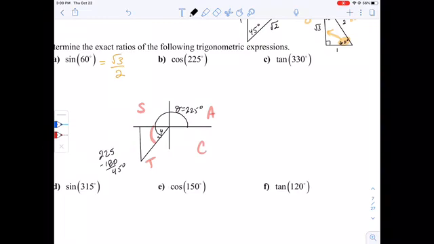If I look at recreating this, this would be a 45, and this would be a 45, and here's my 90, 1, 1, and root 2, but this is negative and negative. What I look at here is the cosine of 45 would be negative 1 over root 2.